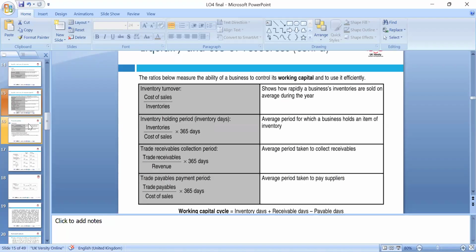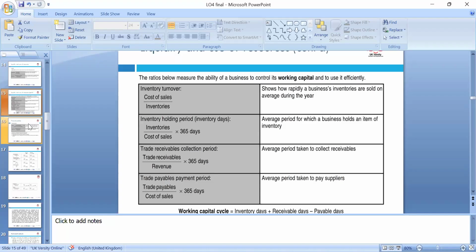Okay, so working capital ratios are also quite crucial. We need to look at inventory turnover, cost of sales divided by inventory times, or we can look at inventory divided by cost of sales times 365. Why 365? Normally operation in a year is 365 days. And we can look at how many inventory holding days there are, because the inventory holding days should be lower. So the cash flow will increase and the company performance will be better.